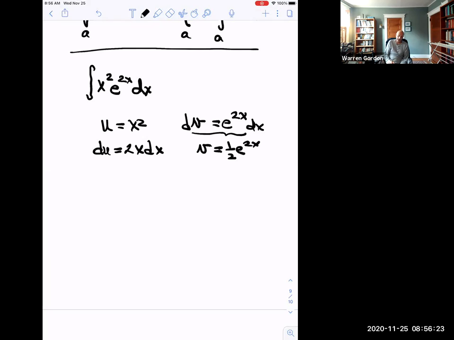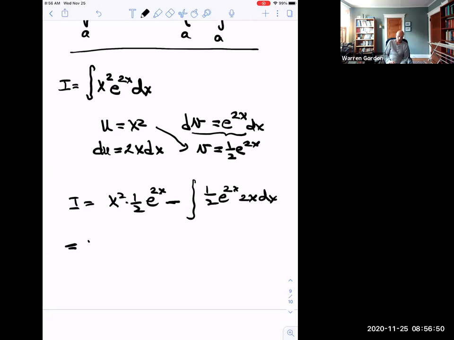So now, according to the integration by parts formula, it's u times v. So if I call the integral I, so I don't have to write it again, this integral is equal to u times v minus the integral of v du.